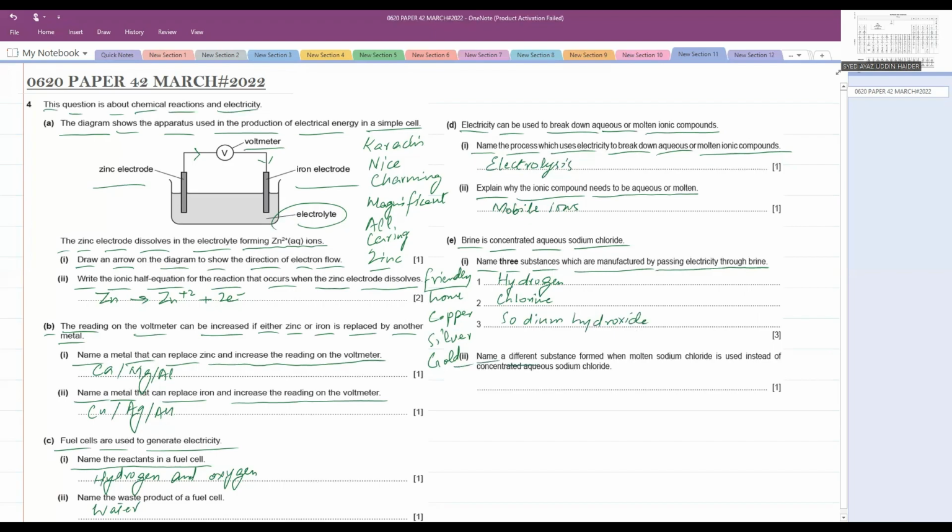Part two, name a different substance formed when molten sodium chloride is used instead of concentrated aqueous sodium chloride. Sodium. You use the molten form, so you'll get sodium.